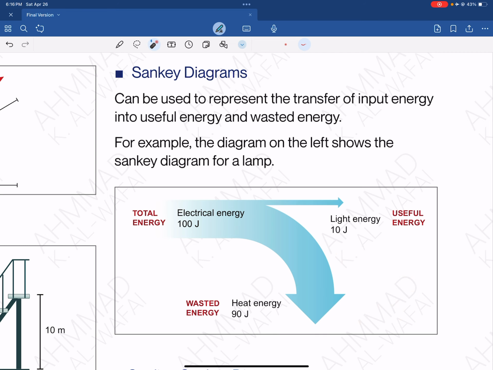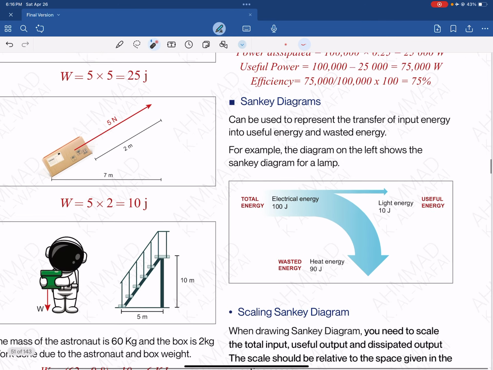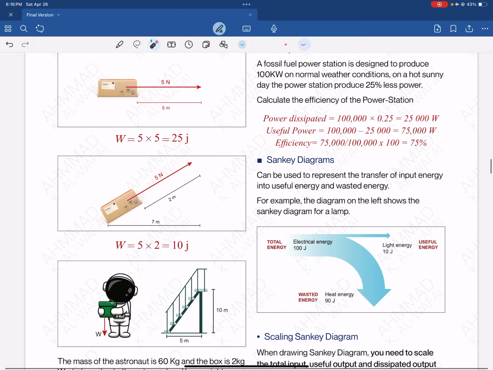In Excel, you're going to be asked to draw this or scale it. It's pretty easy. But for now, this is what we're going to be covering in Cambridge, okay?